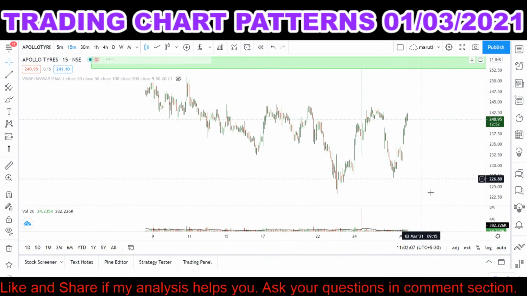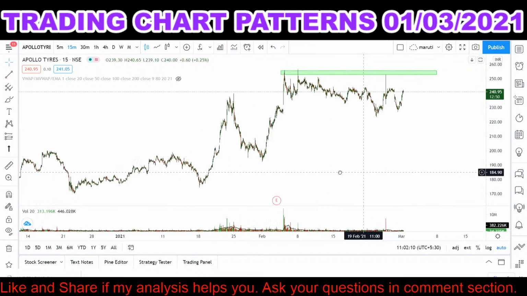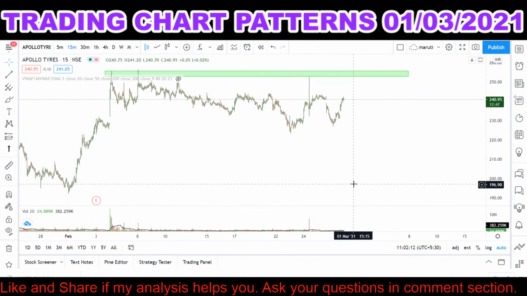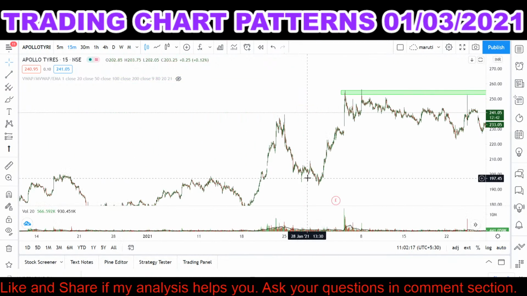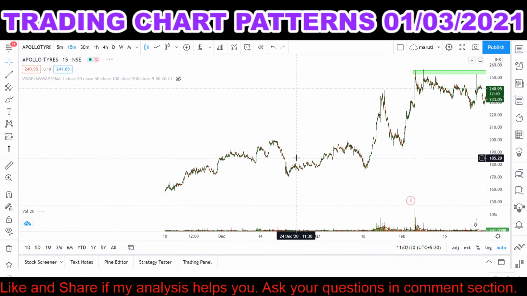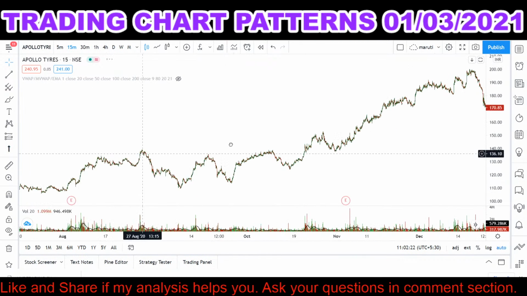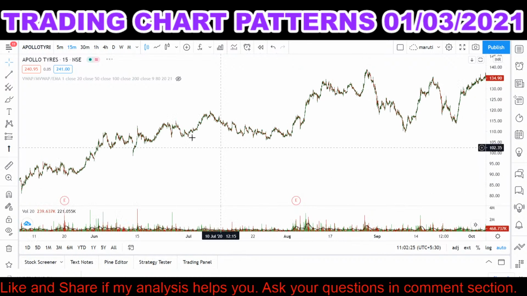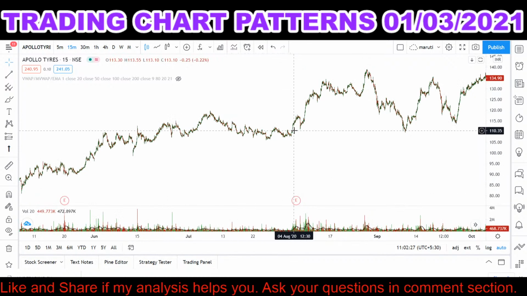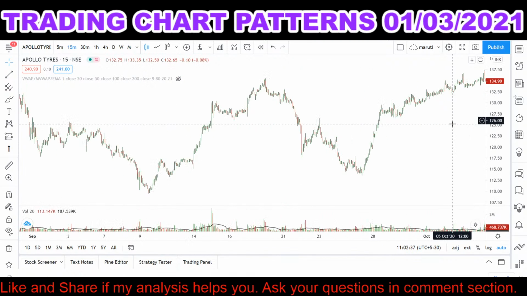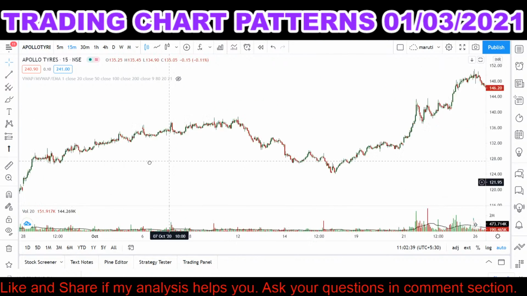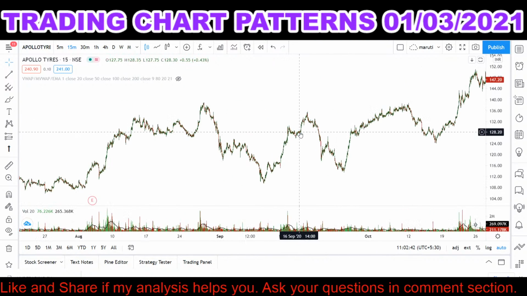Now let's see Apollo Tyres. This stock has a tendency to remain sideways. In such a bullish market, from June, July, August, it has been sideways. It gave a good breakout, again sideways, again breakout, again breakdown, again breakout, again breakdown. This was its pattern, so it was not such a good stock.